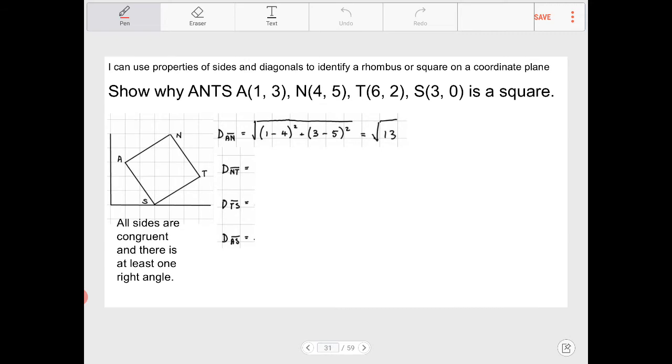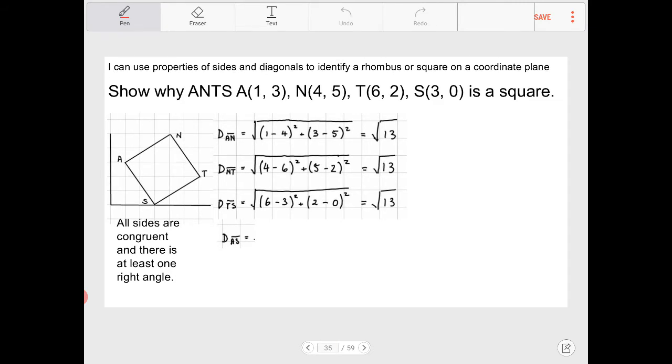So let's find out what are the side lengths of AN, NT, TS, and AS. So AN turns out to be radical 13. NT turns out to be also radical 13. TS, also radical 13. And AS, also radical 13. But that's not enough to show that this is a square, because this, after all, just demonstrates that it's a rhombus, because all four sides are the same length. We, again, need to figure out that there is at least one right angle.